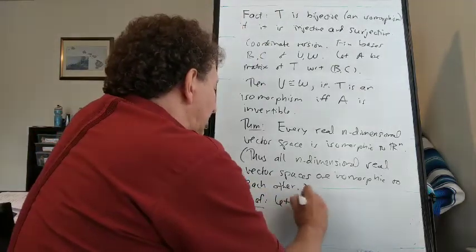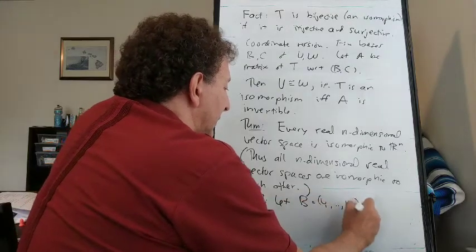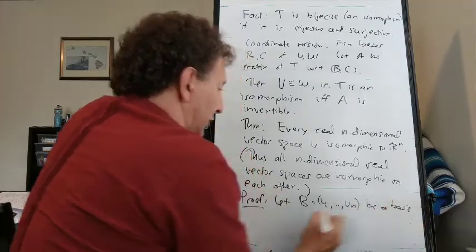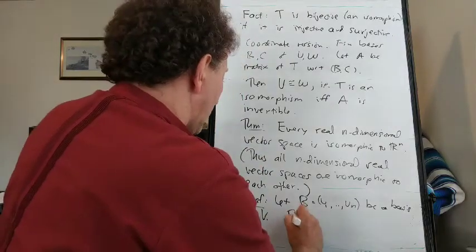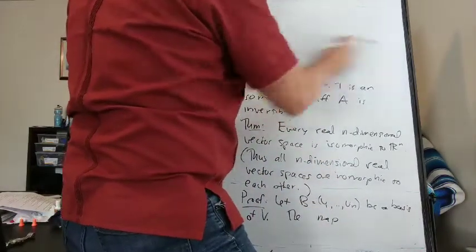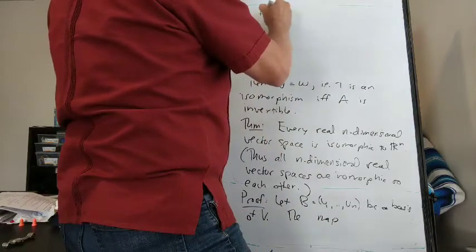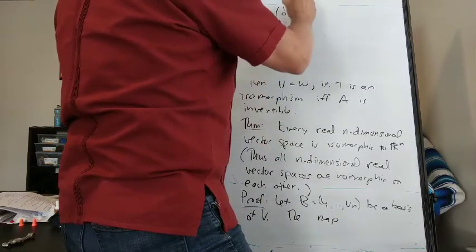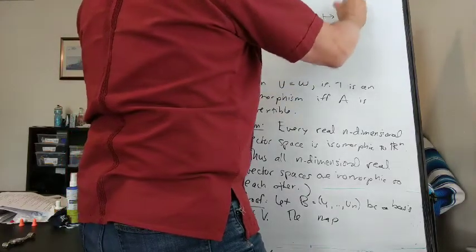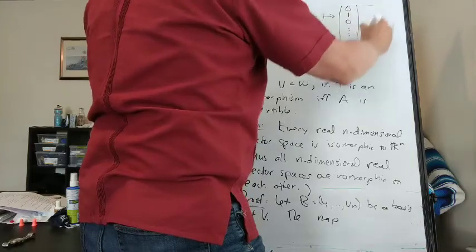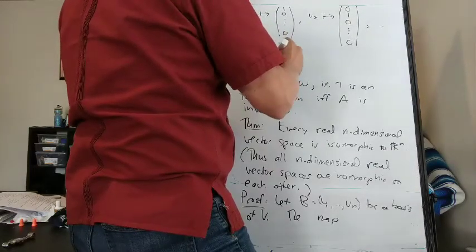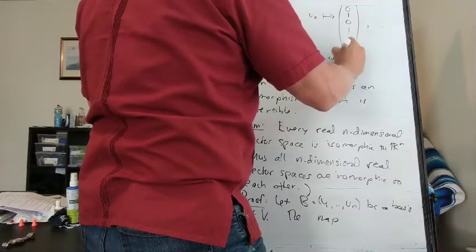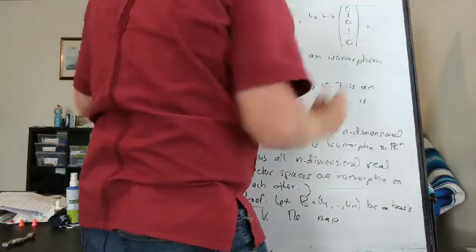The proof is, let's let B be a basis of the vector space V. Then the map that sends the first basis element to a column vector of 1 and all zeros, and the second basis element to a column vector of 0, 1 and all zeros, etc. Vn gets mapped to a column vector of all zeros and a 1, is an isomorphism.